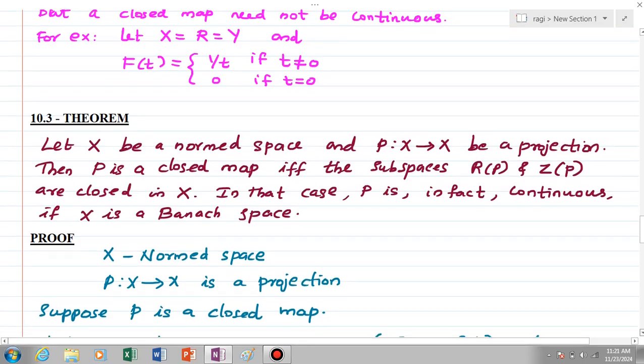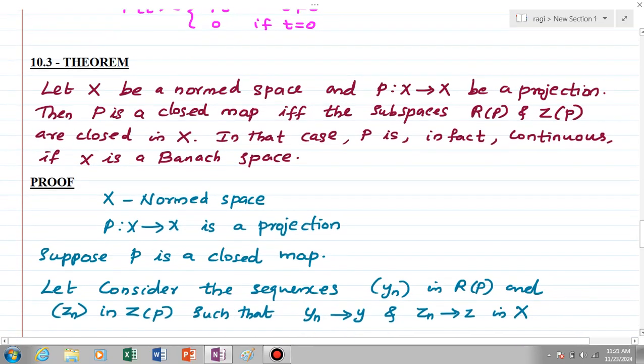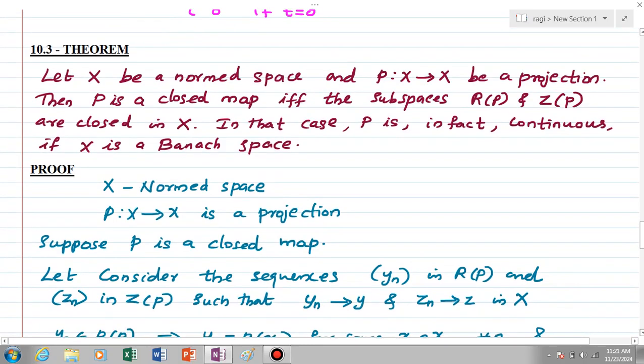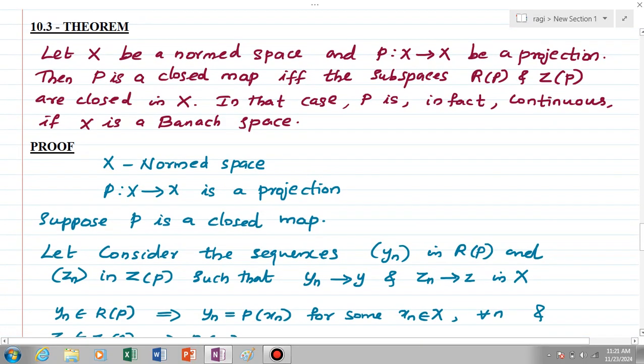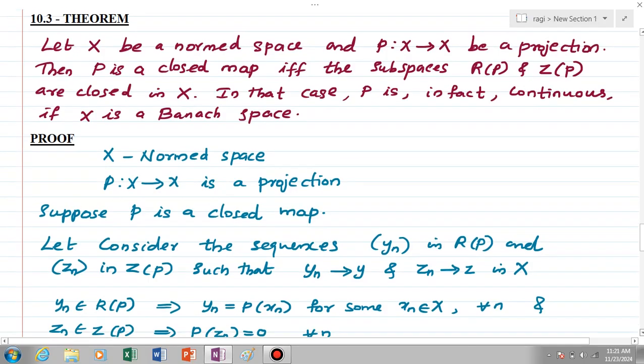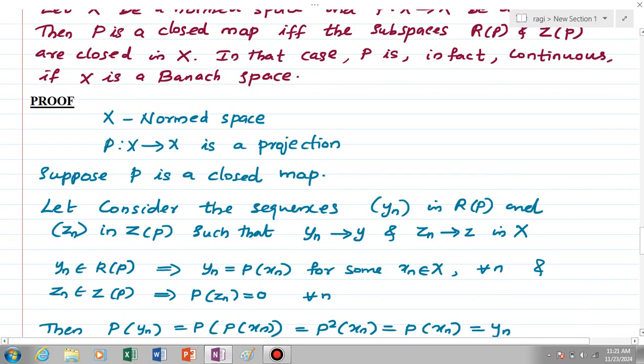First we have capital X is a normed space and P from X to X is a projection. Suppose P is a closed map, we have to show that R(P) and Z(P) are closed in capital X. For that we consider sequences y_n in R(P) and z_n in Z(P) such that y_n converges to y and z_n converges to z in capital X. Then to show R(P) and Z(P) are closed, it is enough to show that the converging points y and z are in R(P) and Z(P) respectively.